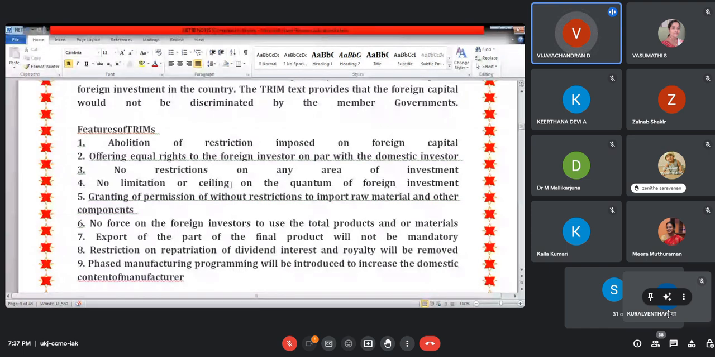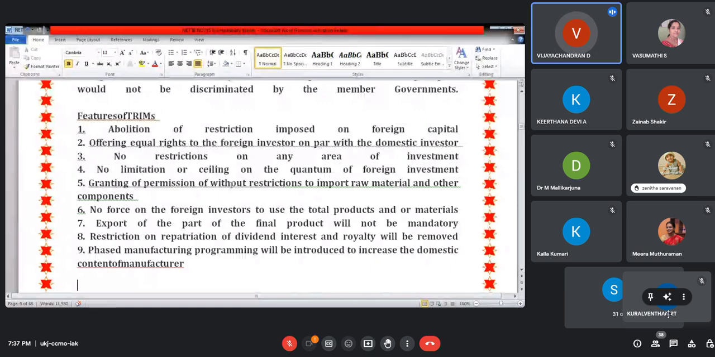And export of part of the final product will not be mandatory. It will not be a compulsory one. So the compulsion of exporting the product to a particular country, those mandatory restrictions will not be there.